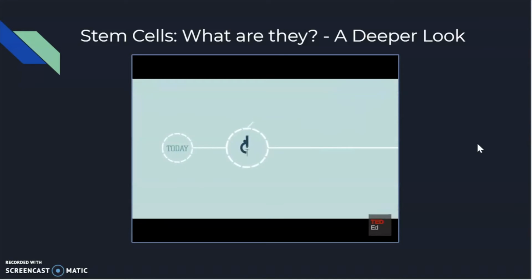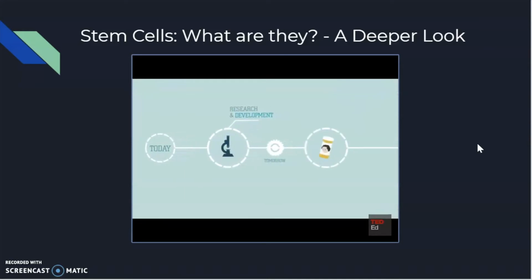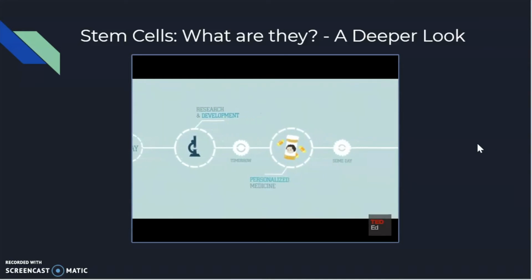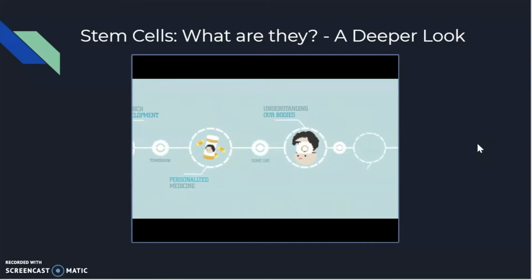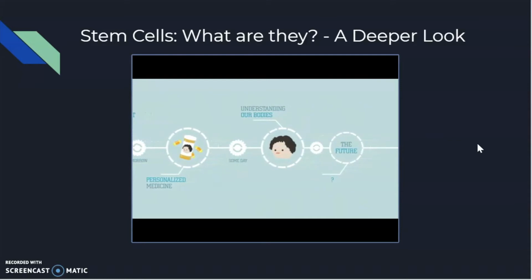Scientists hope that with more research, they can not only develop specialized medicine that is specific to your body, but also better understand how your body functions, both when it's healthy and when it's not.